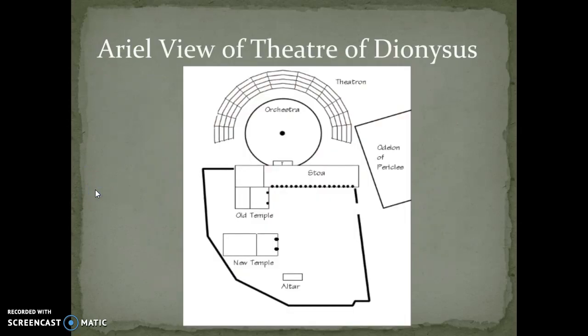This is an aerial view of the Theater of Dionysus. You can see how it looks an awful lot like our auditoriums. We have seating up here, the orchestra here, and then the rest of the campus where sacrifices were made and people worshipped.